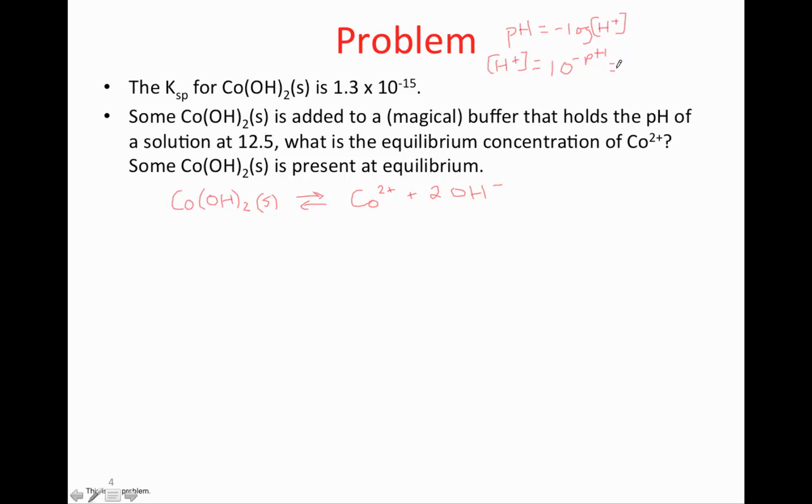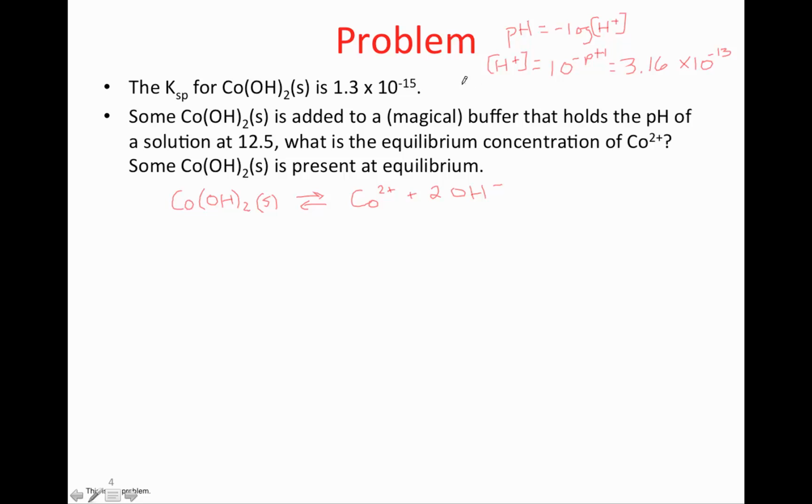And we don't expect it to be very high. In fact, we expect it to be really small. So I've got 10 to the minus 12.5. Just put it into my calculator, and so I have a hydrogen ion concentration of 3.16 times 10 to the minus 13. Certainly a very, very small number.